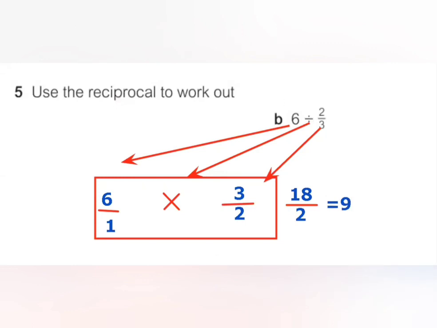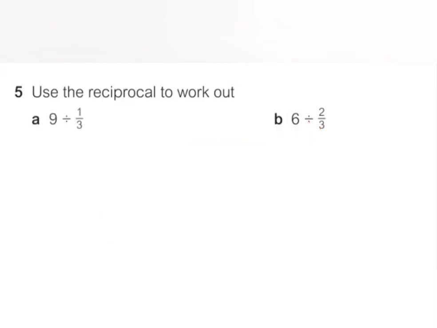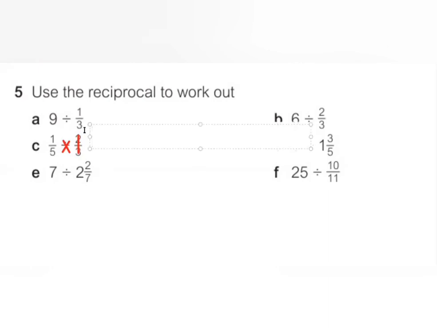Now, the rest of the questions have the same idea and the same method. Let's take a look at them. So for C here, same idea. We're going to keep the 1 over 5. And then we're going to change this into multiplying, like this. And then we're going to flip these. So it's going to be 3 over 2. Let's write it here. We're going to do them fast. 3 over 2. Let's make them smaller, like this.